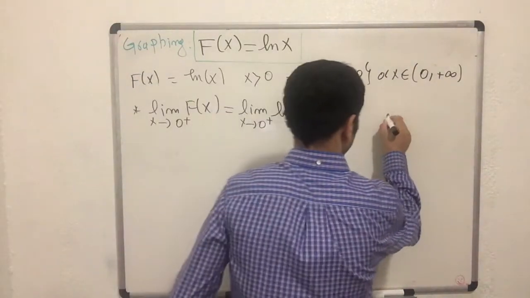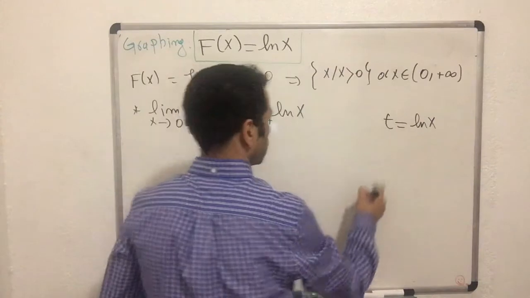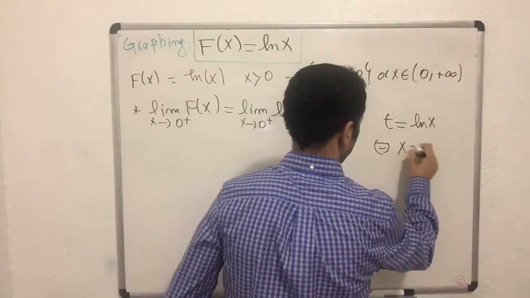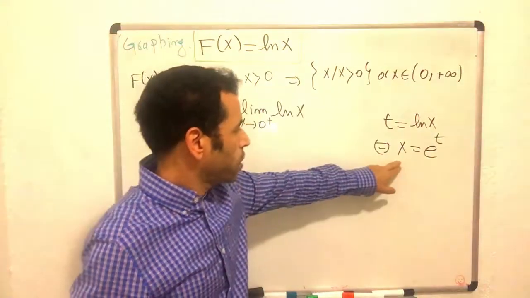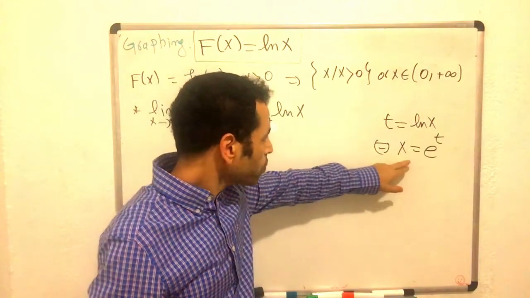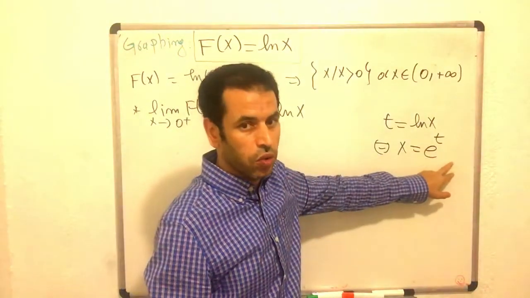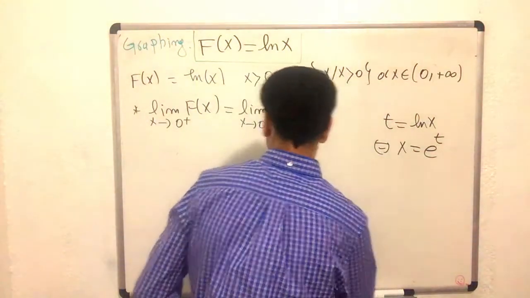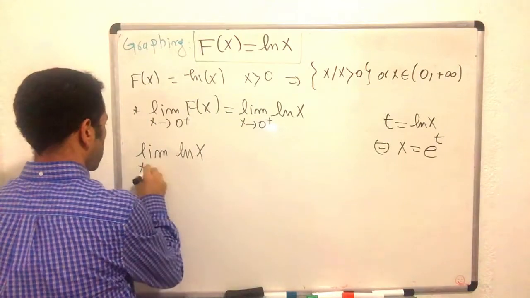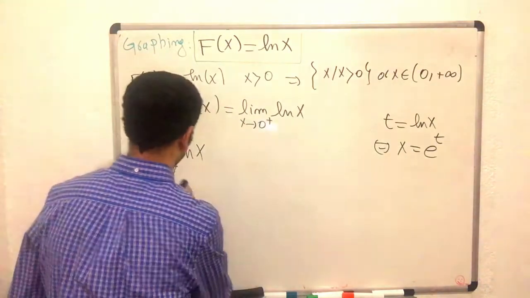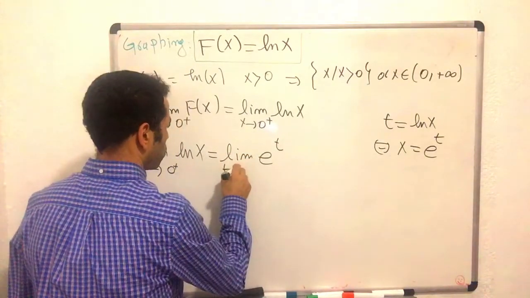So let's put t equal natural log of x. That means equivalently x equals exponential t. When x is going to 0, t is going to minus infinity. Exponential minus infinity equals 0, right? So now the limit of natural log of x as x approaches 0 from the right hand side equals the limit of exponential t as t is going to minus infinity.